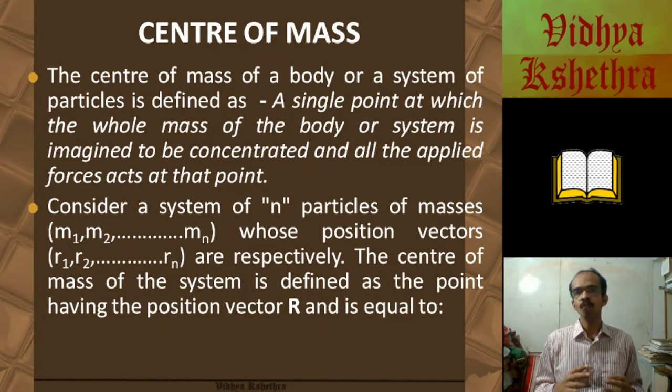Consider a system of n particles of masses m1, m2, etc. to mn, whose position vectors are r1, r2, etc. to rn. Then the center of mass of the system is defined as the point having the position vector r, and r is equal to sigma from i equal to 1 to n of mi ri by M, where M is equal to sigma from i equal to 1 to n of mi, the total mass of the whole system.